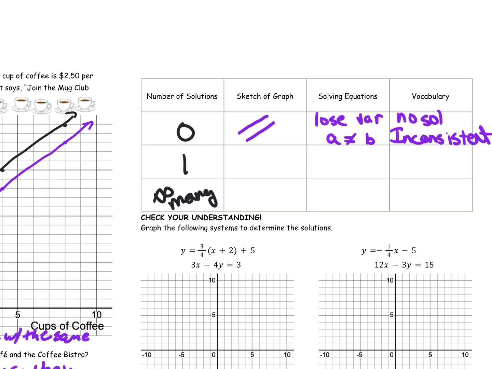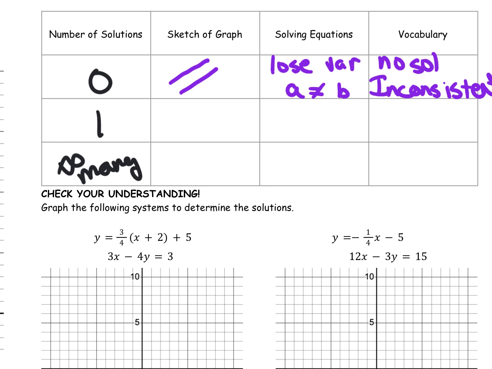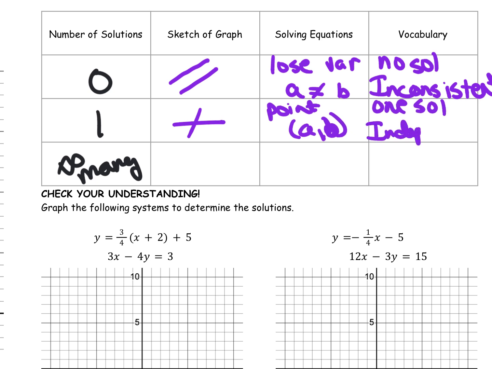Okay, next scenario. You say that you could have one solution. So that graph could maybe look like, say that. Okay. When solving these equations, what would you get for a solution? A point. I agree. So you get some type of point. You got an A and a B, whatever they are. They may equal each other. And yesterday we talked about these would be one solution, right? These we will call independent.